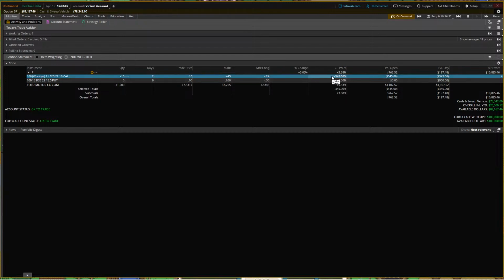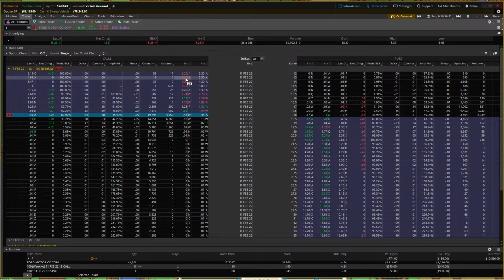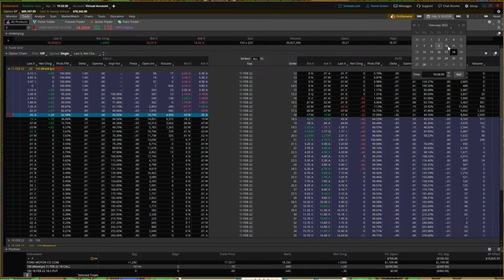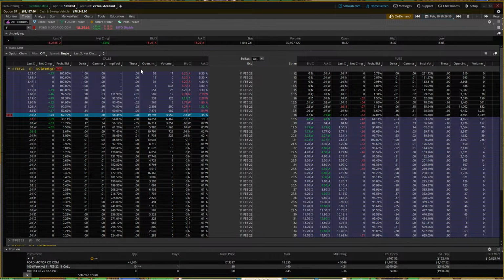So that's 345%. They've gone up to 44 when 15 was my stop. And that was just overnight, one day. It's tough, man. That's tough. You have 2 days to expiration. You can ride these out. Go to the next day. See what things say tomorrow.